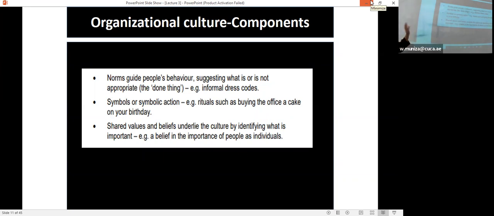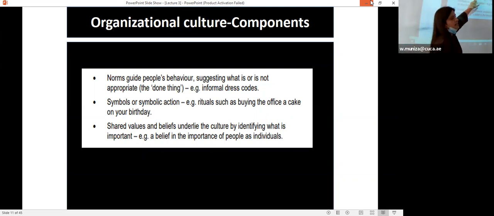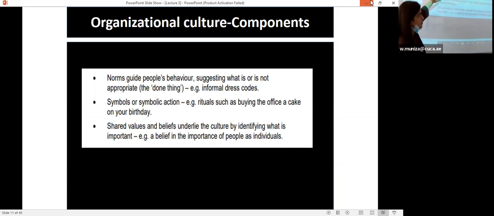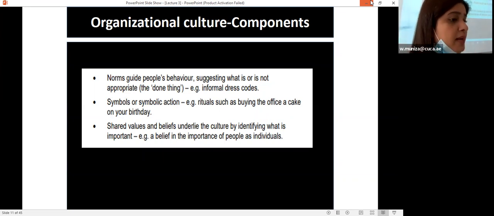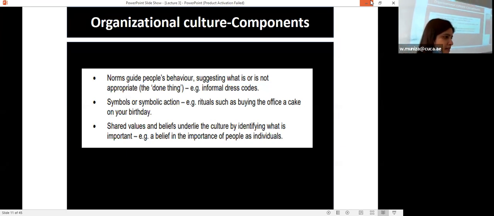Now, they are explaining the three components in detail. The first one is norms, rules and regulations. A norm guides people's behavior, suggesting what is or is not appropriate. The done thing, that is, informal dress code. These norms are also addressed in written form and communicated to different people. When any employee is welcomed into the organization, first an orientation session is held in which the rules and regulations of the whole organization are communicated to that new employee. So those are the norms of the organization. Got it?